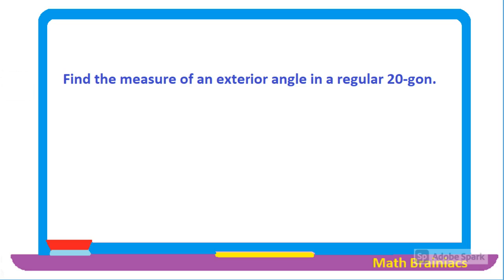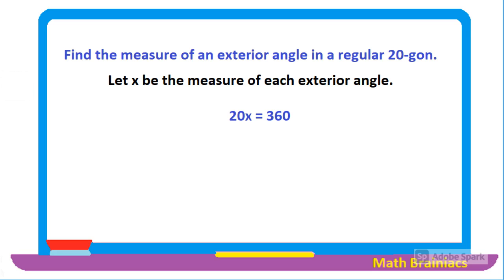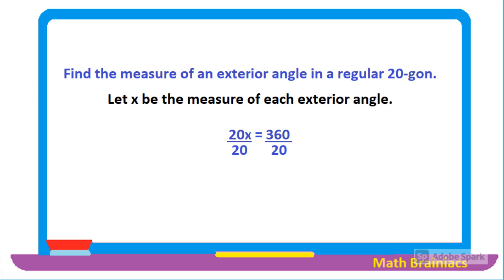Find the measure of an exterior angle in a regular 20-gon. Let us set x as the measure of each exterior angle of the regular 20-gon. Therefore, we're going to have 20x is equal to 360. To find x, we're going to divide both sides of the equation by 20.